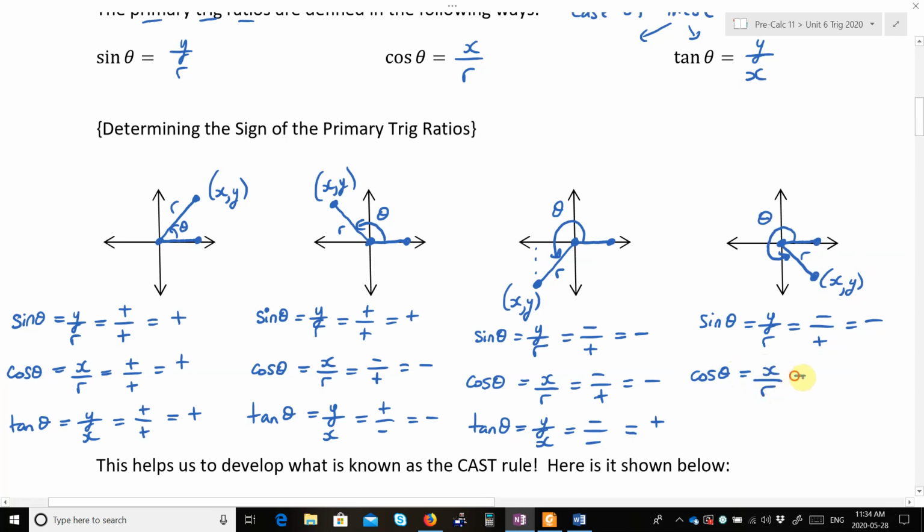Cos theta is x over r, so look at the x coordinate. You'd have to move off to the right, so the x coordinate is positive, the r is positive, and positive divided by positive is positive. And tan theta is y over x. If we look at that x, y pair, the y coordinate is negative, the x coordinate is positive, giving us a negative result. Okay.